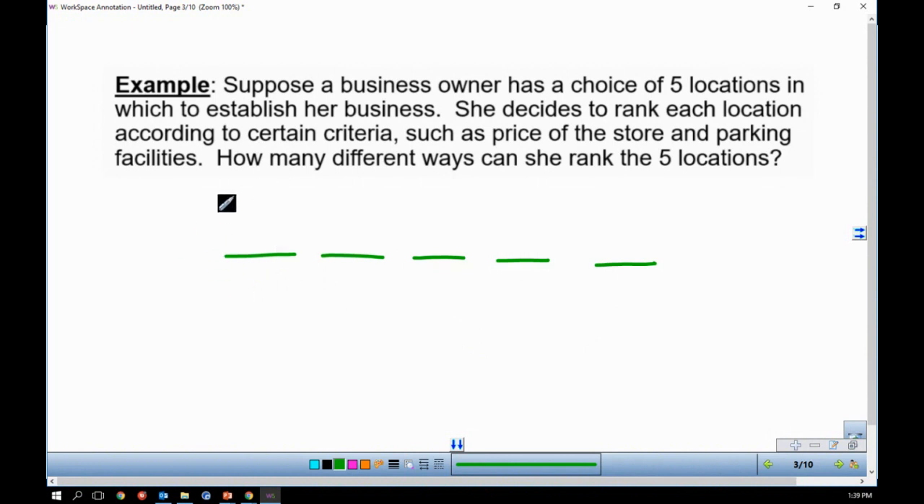How many can she pick for first place, basically? Well, she can pick one. I should have said how many can she pick from. 5, right? So we pick one, and she's left to pick from 4 for second place, then 3, 2, 1. To figure out how many ways, multiply.